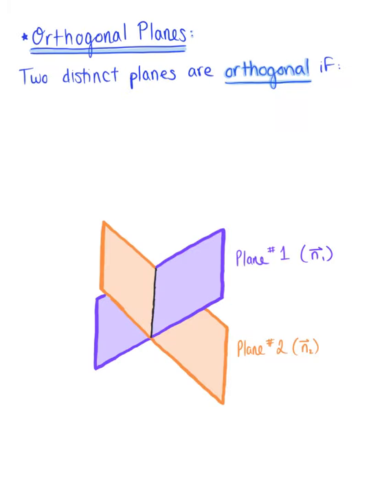And case number 2, here we are considering what makes two distinct planes orthogonal to each other. We say that two distinct planes are orthogonal, or perpendicular, or normal, if their respective normal vectors are orthogonal to each other.